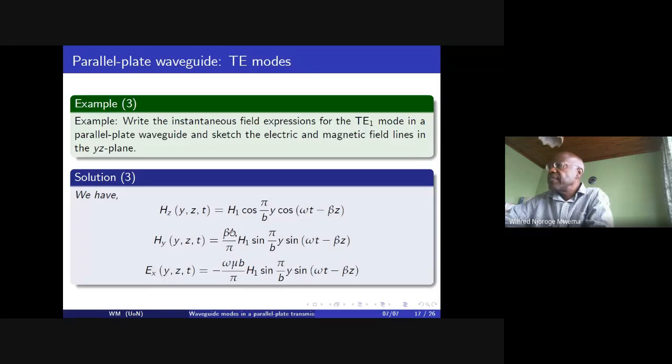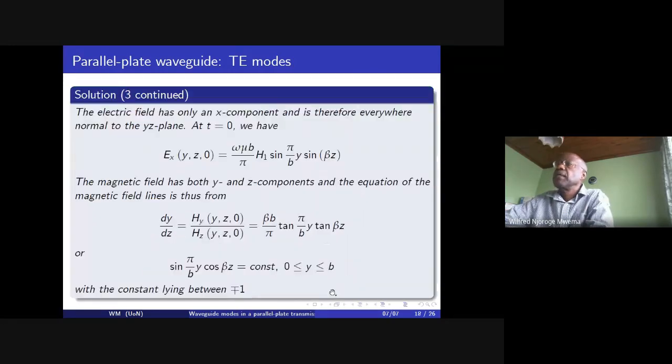I don't think this one is correct. I think it's because we have only 1 over kc, beta by kc, so we have the b by pi coming in. So, the H1 sine pi y by b, and the sine of omega t minus beta z, and Ex is given by that. So the field lines of the electric field have only x components, and therefore will be everywhere normal to the yz plane, and at t equal to 0, we have Ex(y, z, 0) equal to that.